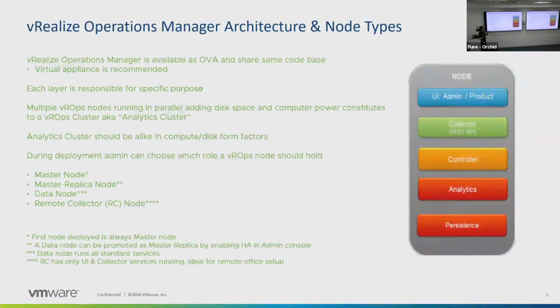So first things first, this is how vRealize Operations Manager looks, right? This is the internal architecture of vRealize Operations Manager. The moment you deploy any node of vRealize Operations Manager, the first node by default becomes a master node, right? And the master node has all these 5 layers. It starts from admin and product UI. Most of the time you'll be interacting with your product UI. Whenever you have to create dashboards, supermetrics, views, graphs, everything, that's all product UI.